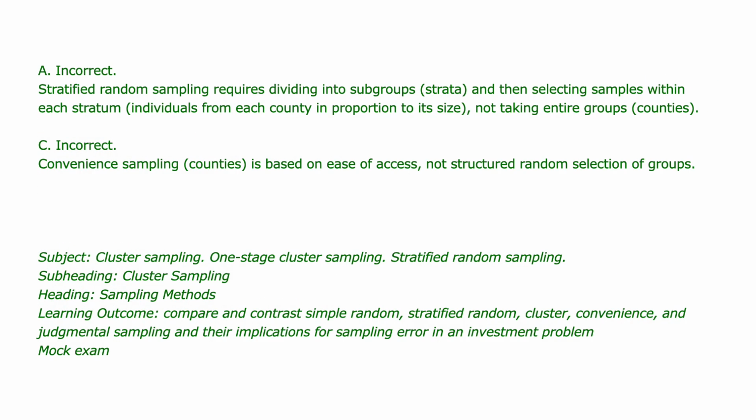A. Stratified sampling requires selecting individuals proportionally from each subgroup, not entire groups. Here, they took whole counties, so it's not stratified. C. Convenience sampling is based on ease of access, not structured random selection. The counties were chosen randomly, not just because they were easy to reach.